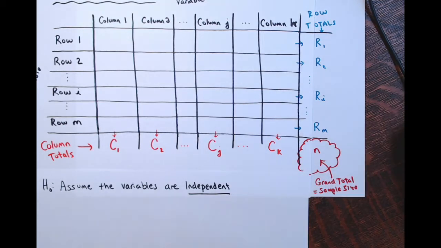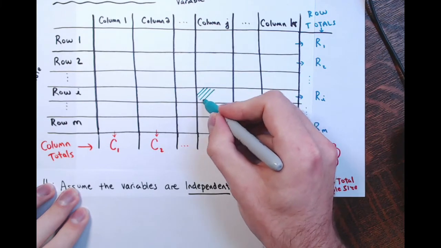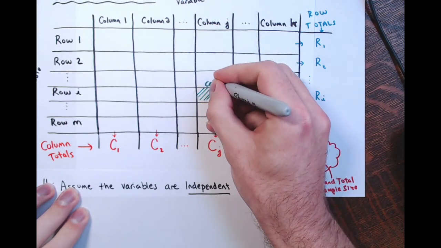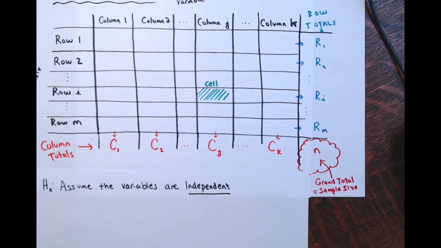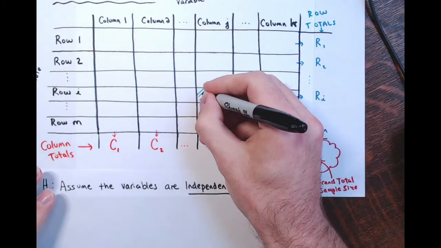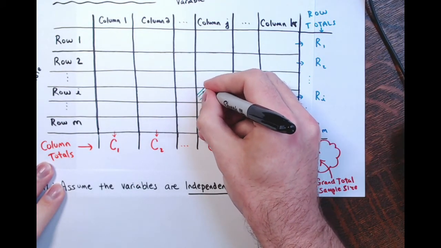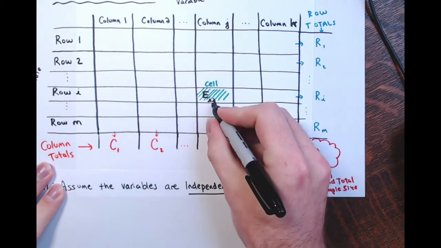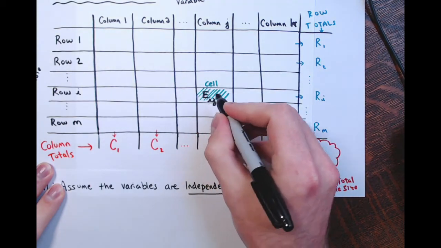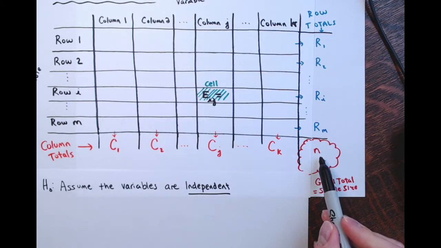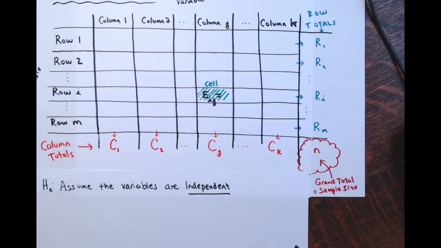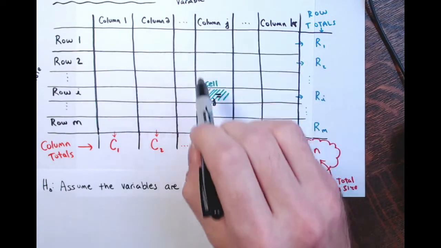If I said let's take a look at this cell here, this cell in row I, column J, and I wanted to know what's the expected number, this capital E with subscript ij. So this is row I, column J. Well, if I assume these variables are independent, how many of these n people would I expect to be in that cell? To be in the row I category of the first variable and the column J category of the second variable.